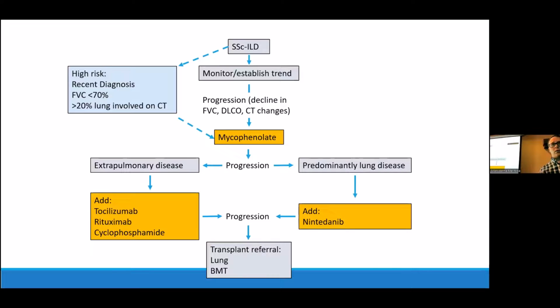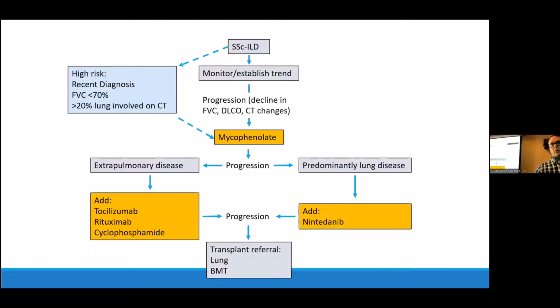If there are other disease targets that we want to treat with better anti-inflammatory medications, then I might suggest to the rheumatologist, maybe we'd be better off using tocilizumab, rituximab, or cyclophosphamide. The last one is a relatively older drug.